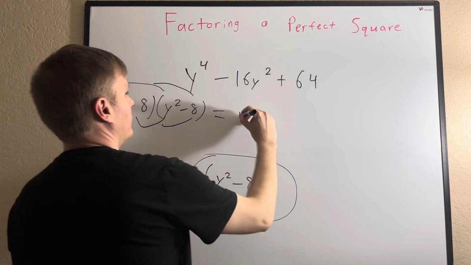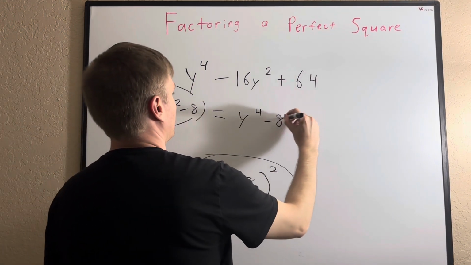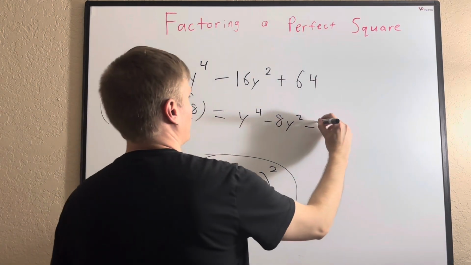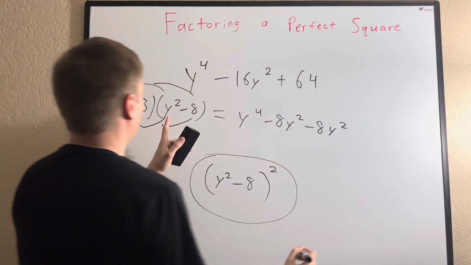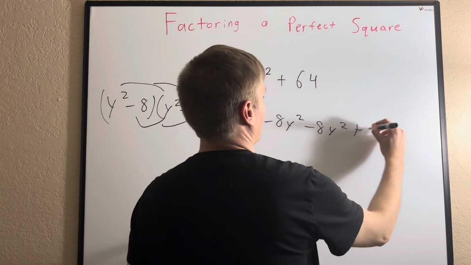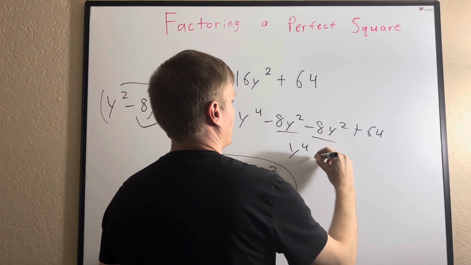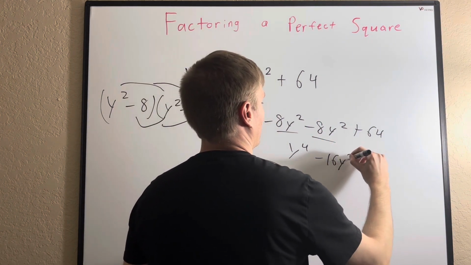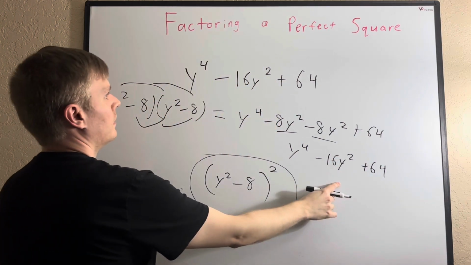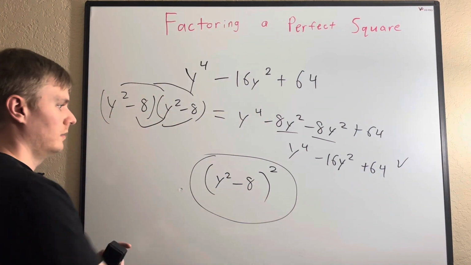Y squared times y squared, y to the fourth. Y squared times negative 8, negative 8y squared. Negative 8 times the y squared is minus 8y squared. And negative 8 times negative 8 is positive 64. Combine like terms. Matches. So answer is check. We know that's the right answer.